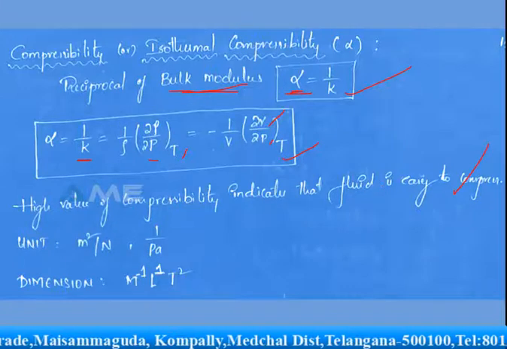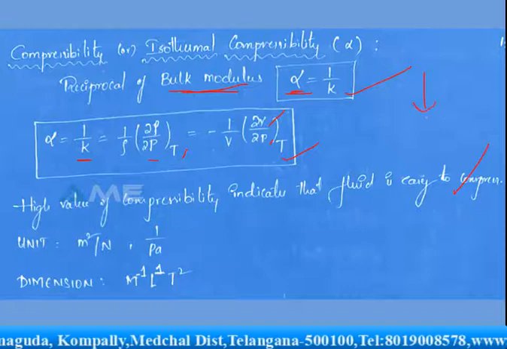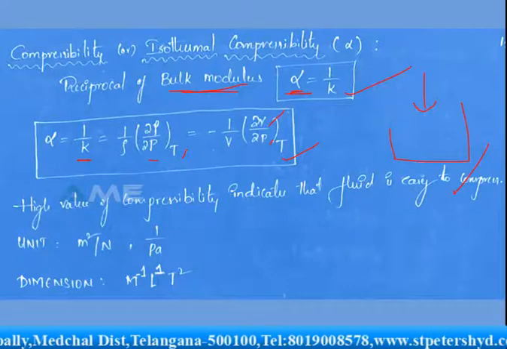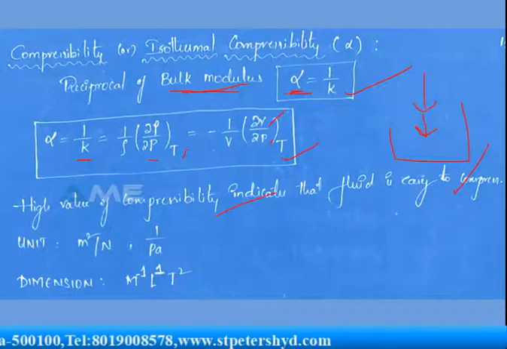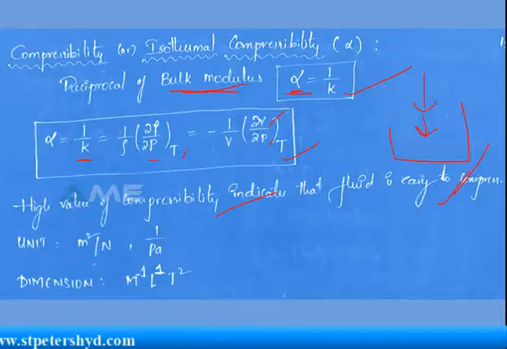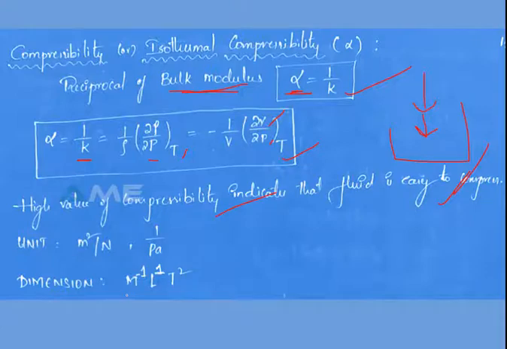A high value of compressibility indicates that the fluid is easy to compress. When compressibility is increasing, that means the liquid is getting compressed more and more. That means there will be high compressibility when the fluid is easily compressed. The unit is meter square per newton, or we can also write it as 1 by pascals. The dimensions for compressibility are M to the power of minus 1, L to the power of 1, T to the power of 2.